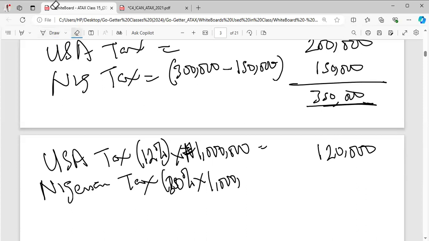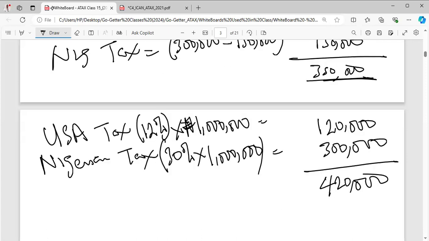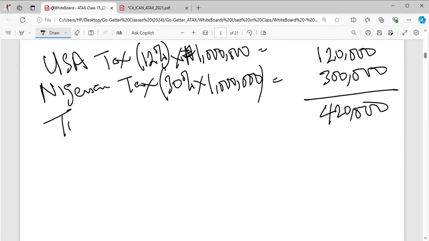Let me write it well so that it will be clear. 30% of 1 million. Normally, this is 300,000. Total tax due should be 420,000. So this is total tax due, total tax payable, the total tax incurred. Let me use the word incurred. So that's the right word. Total tax incurred.